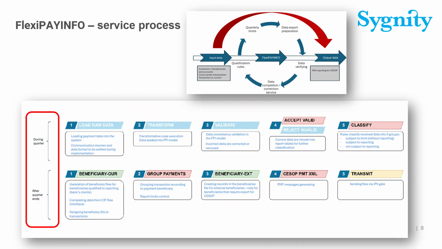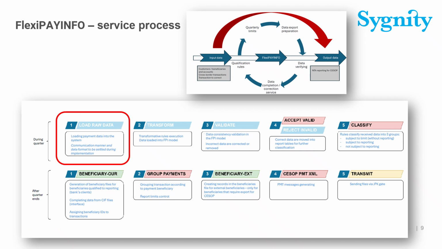The process of reporting to CESOP can be divided into activities performed on an ongoing basis, daily, weekly, monthly, and according to reporting cycles at the end of each quarter. FlexiPI must be uploaded with payment data. The manner of communication and source data format are set during implementation.